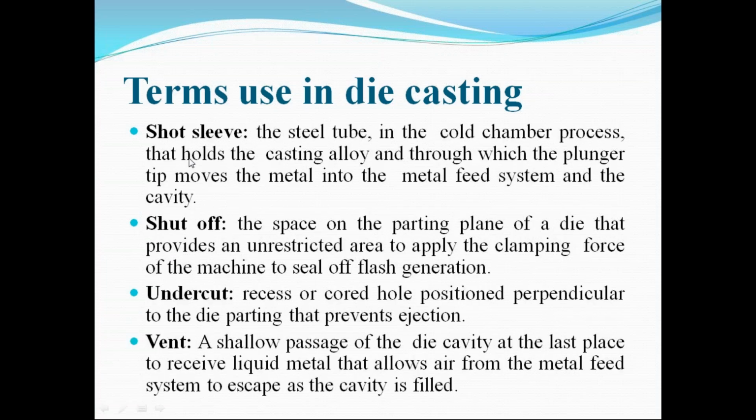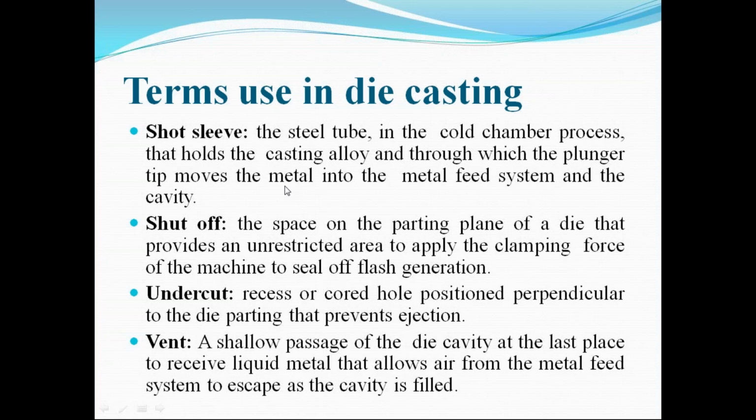Now the next one, this is the shot sleeve: the steel tube in the cold chamber process that holds the casting alloy and through which the plunger tip moves the metal into the metal feed system and the cavity. This hollow cylinder where initially the molten metal is filled is called the shot sleeve. After filling the liquid material through this shot sleeve, we apply the plunger. We move the plunger.